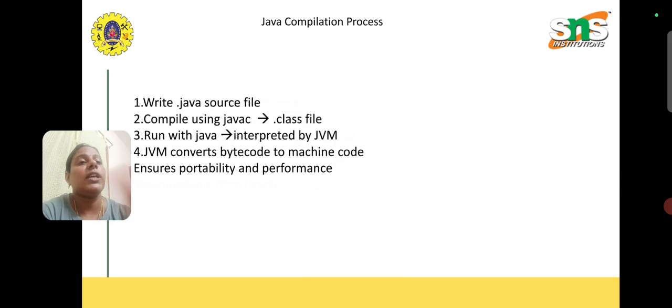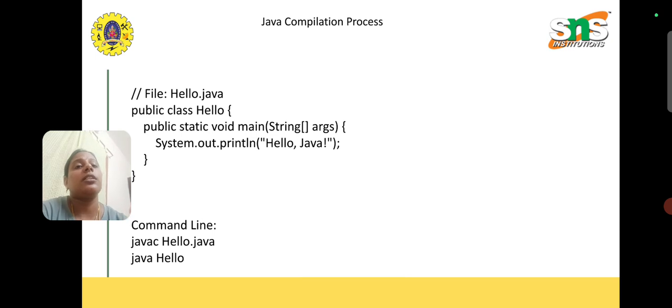So these are all the things we have seen, and the next thing is how we can compile the Java program. Write a Java program and save it as a .java source file. Compile using javac, which produces a .class file. Run means we can run it with the Java interpreter, the JVM. We have already seen what the JVM, the Java Virtual Machine, is. The JVM can convert bytecode to machine code and ensure portability and performance. This is the Java compilation process.